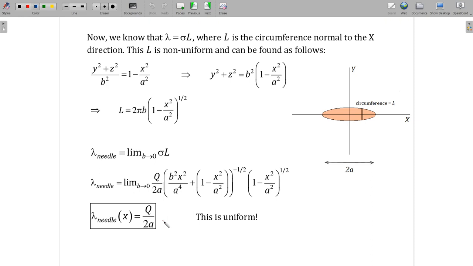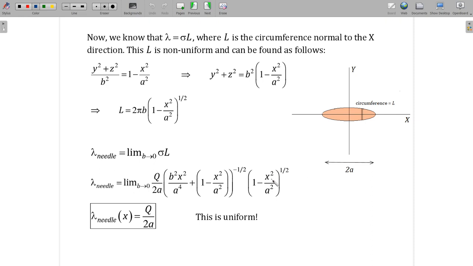And that's quite surprising. So you can see that when b was some finite value, the object was still an ellipsoid, and in this case the lambda was non-uniform. It is clearly non-uniform. It depends on x. It changes as x changes. So we can draw a graph for this function. We can see where it reaches a maximum, where it reaches a minimum.